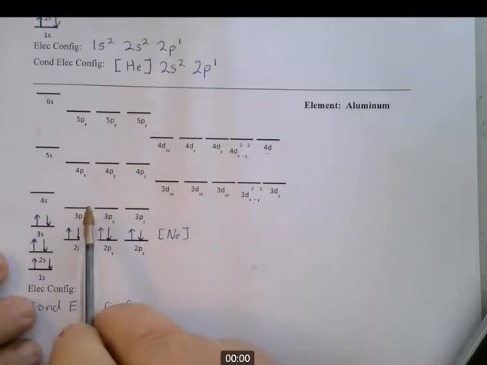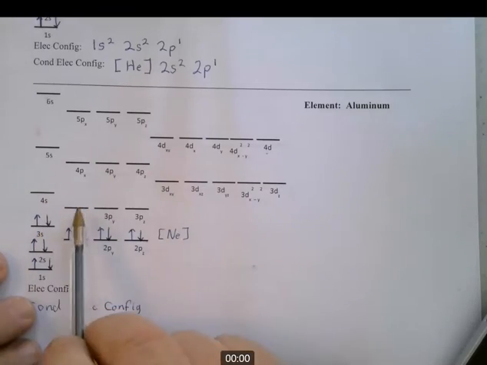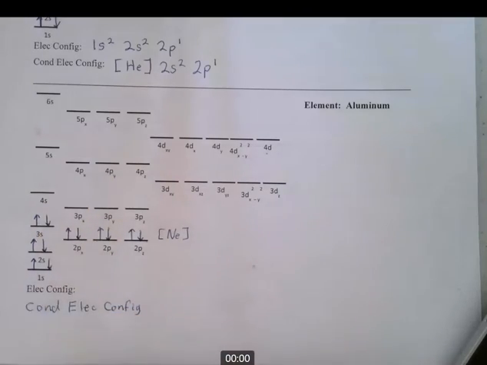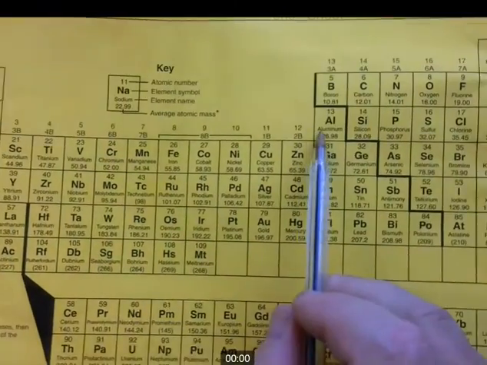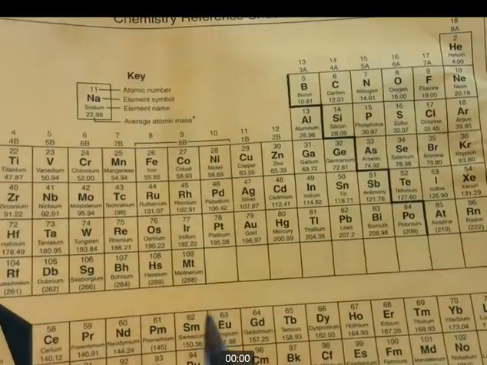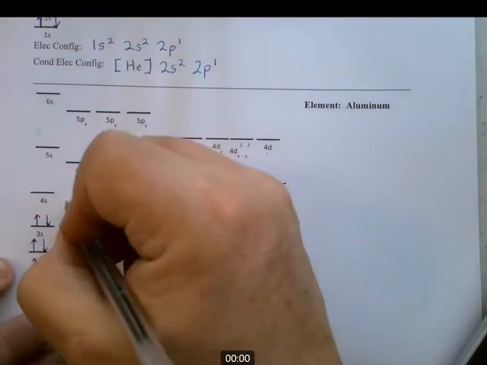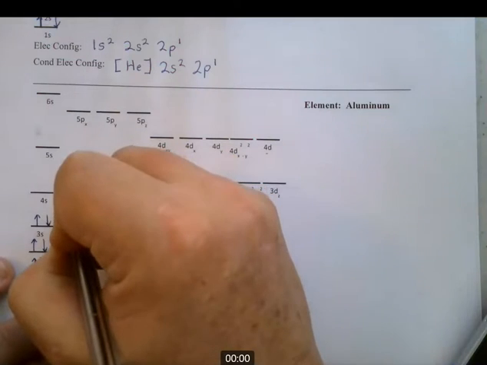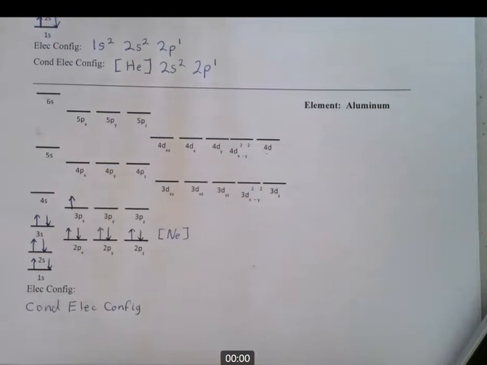You fill the 3s before you go to the 3p. So we filled sodium and magnesium, and now we go over to aluminum, and that's what we're shooting for here. And so it has a single up arrow right there, and that is the electron configuration for aluminum.